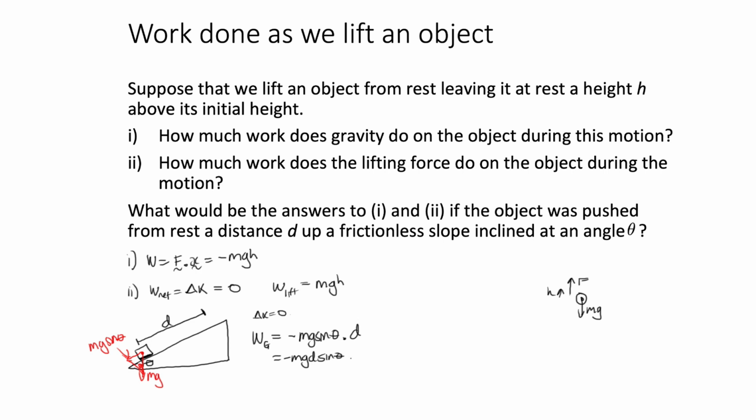Now, this is actually fairly similar to what we got last time, because if we think about it moving up a distance d, so it ends up here, then this distance is d, this is our theta, and this distance here is our change in height, our height, and we can see that h is equal to d sine theta. So this is the height.